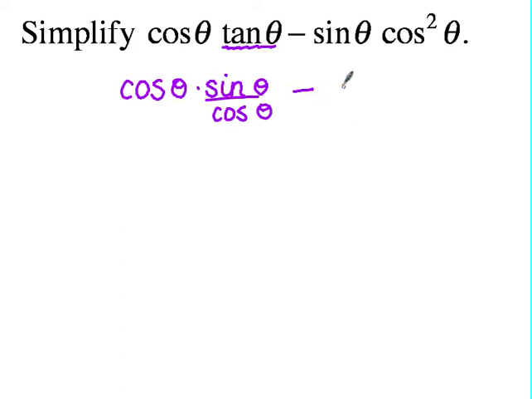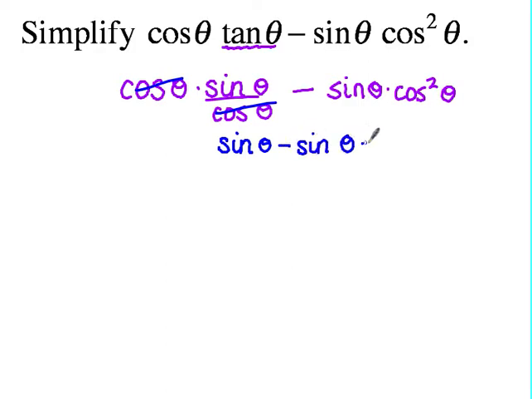Minus, I've just got sine here times cosine squared. So really the only thing we switched was tangent. So what can I do now? Yep, cosines cancel. So really I have sine of theta minus sine of theta times cosine squared theta.